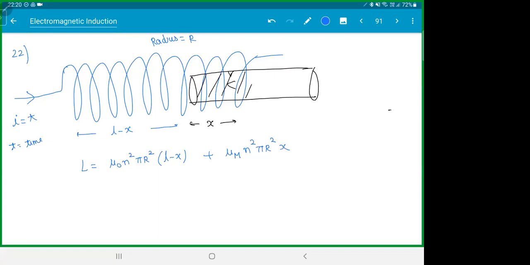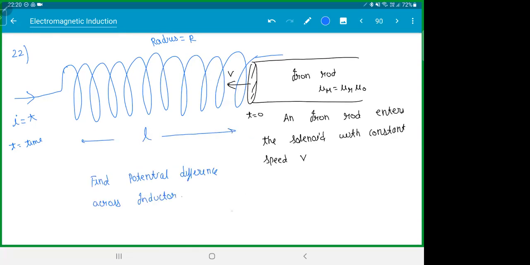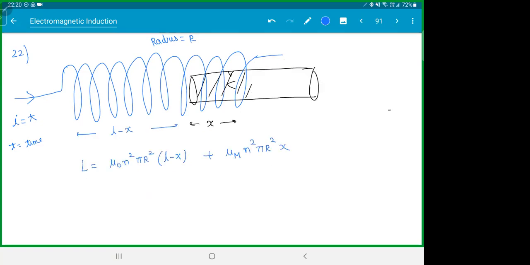Yes, it's infinite, meaning... See, Raghav, whenever someone says a long solenoid, the meaning is L is much greater than R. The length of the solenoid is much greater than the radius, so we can almost treat it like infinity, because practically there's nothing called infinite. And what is x equal to here? x is equal to vt, na? Velocity into time. You're done.